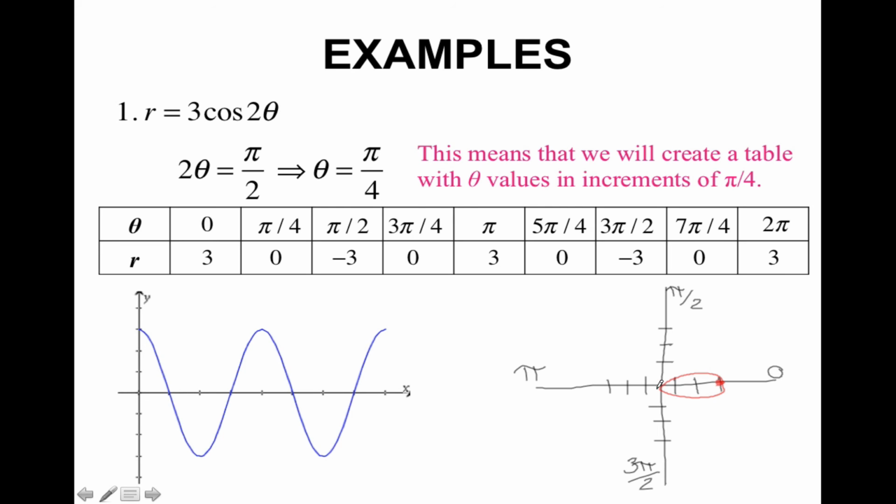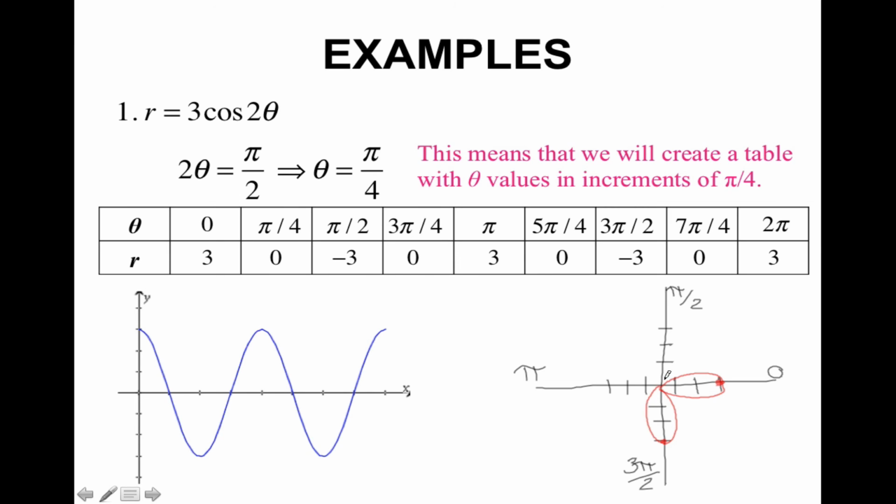Now I have pi over 2 and negative 3. So that means I'm going to look at the angle pi over 2, but since it's a negative 3, I'm going to go in the opposite direction of pi over 2. So that means I'm going to land here. And then I'm going to create part of my petal. And then my next one is 3 pi over 4 with a radius of 0. So basically I'm just going back to the origin.